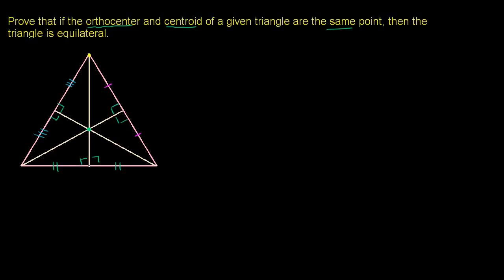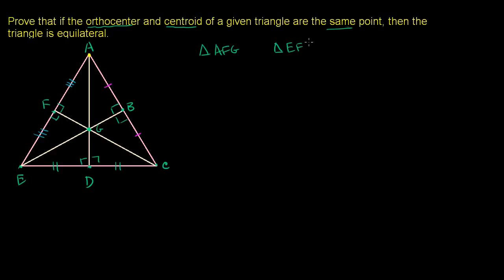So the first thing that you might see, and let me label some letters here just so we can refer to things a little bit better. Let's call these A, B, C, D, E, and F, and we can label the centroid right over here G. So the first thing, let's look at triangle AFG, and let's compare that to triangle EFG.